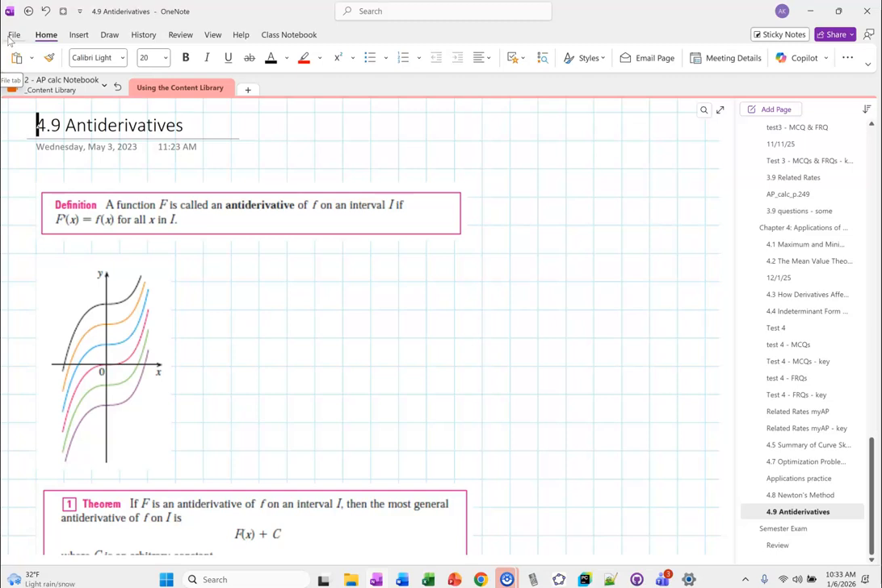So our plan here at the start, we're going to be beginning semester 2 with the reverse process of differentiation. So the idea is, okay, I have some derivative. How do I recover the original function from this? And then what are the applications of that process? And that's basically semester 2.